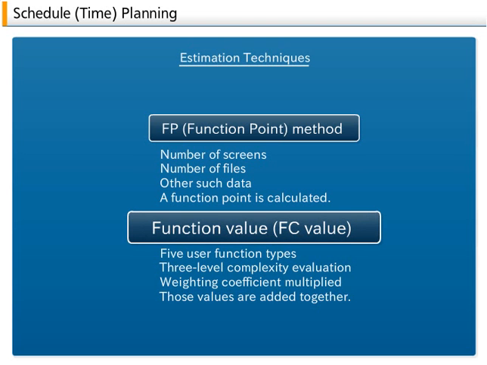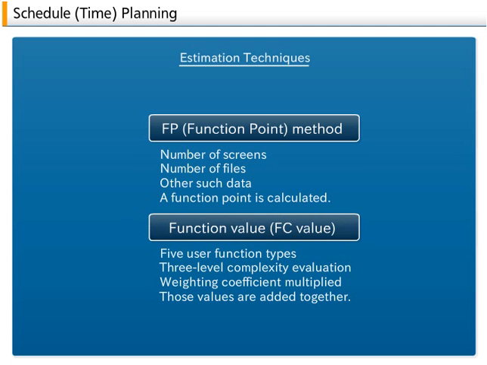A. Function value, FC value. Focus is placed on 5 user function types: number of external inputs, number of external outputs, number of logical internal files, number of external interface files, and number of external references. A 3-level complexity evaluation is performed. A weighting coefficient is multiplied to those values, and then those values are added together to obtain the FC value.